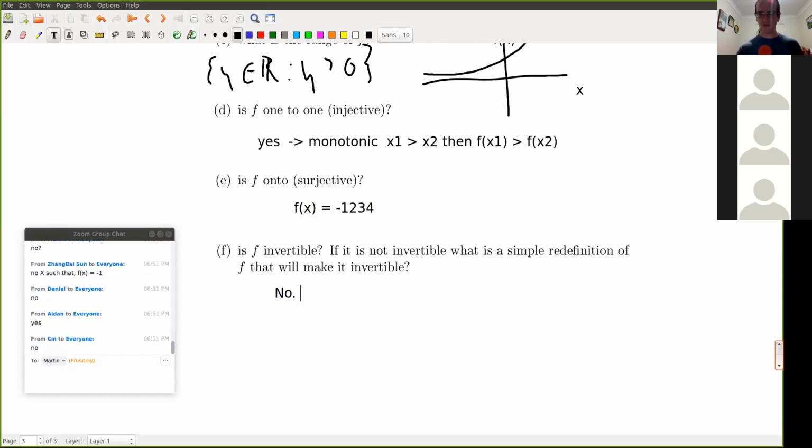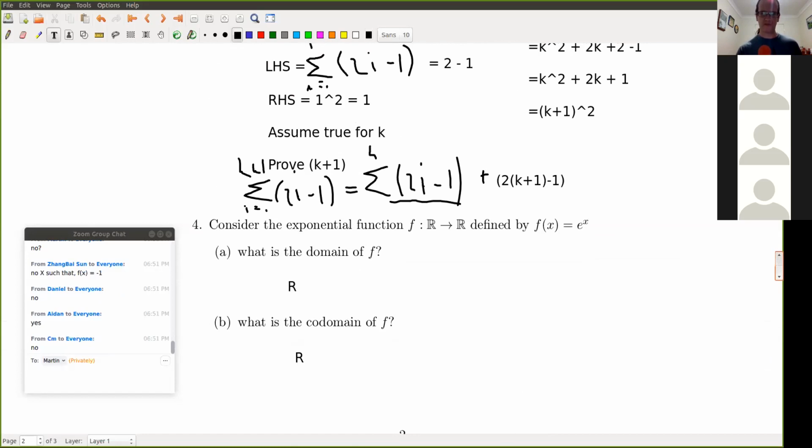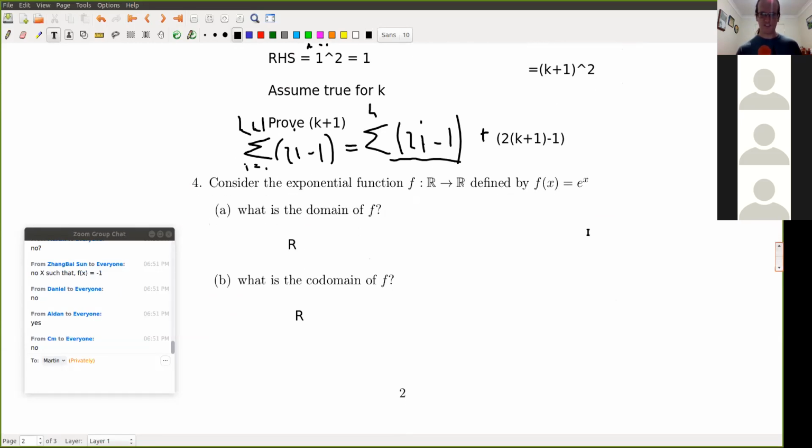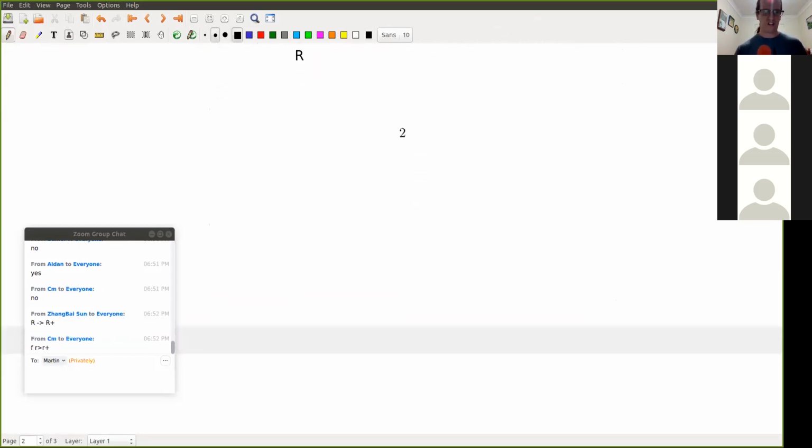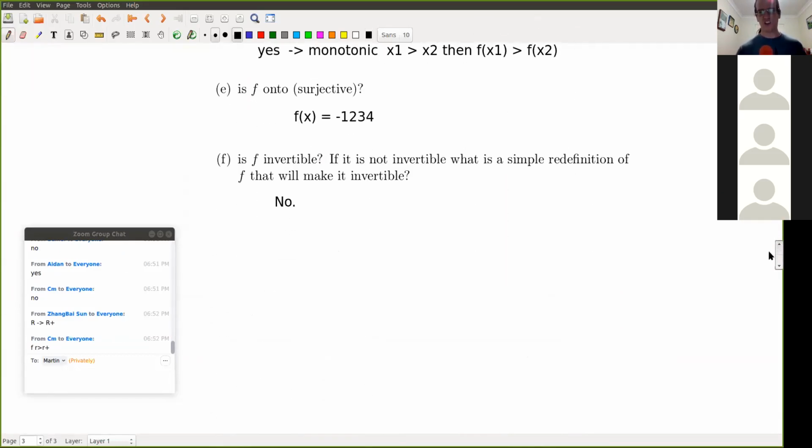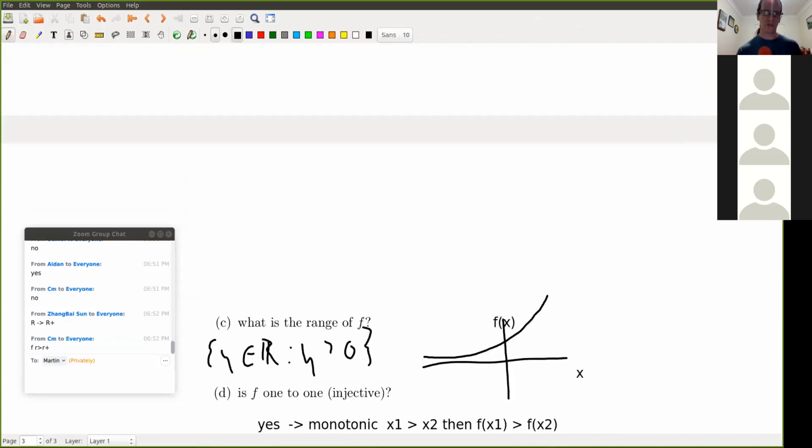So by redefinition, I'm talking about this function definition at the start. So anyone want to hazard a guess how you'd redefine that? Hey, good work. Yeah, so you just put a little plus up here. So just here, you just go R to R plus, because we just said that's what the range is, and it's one-to-one. So you can do a simple redefinition to make it invertible by changing where it's going to.